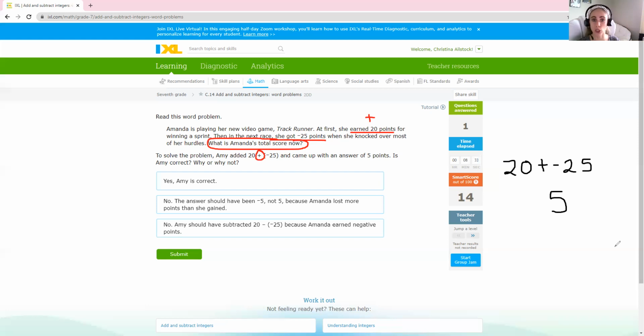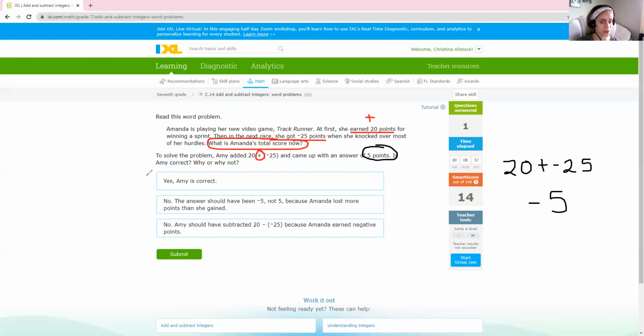Which number has the larger absolute value? 25 does. Is that number positive or negative? It's negative, which means our answer is negative 5 points. Is that what Amy got? No, she got a positive 5. All right, let's read our answer choices and pick the right one.